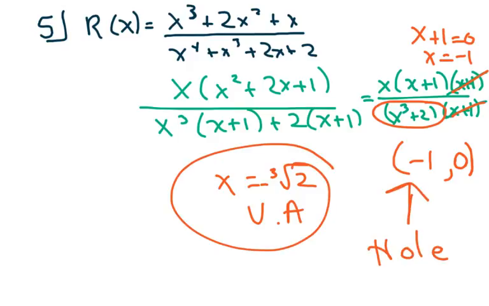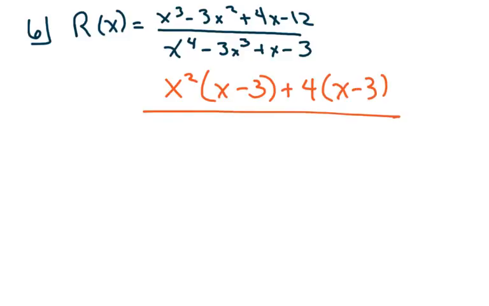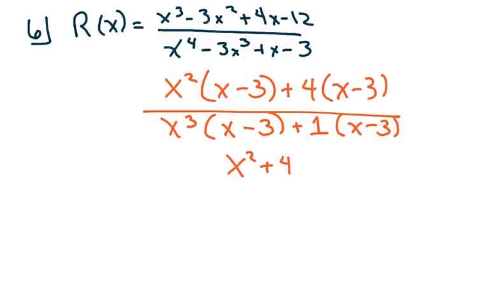And we have one more. Factor by grouping. I factor out x squared, and you're going to get x minus 3. Factor out a 4, you get x minus 3. Denominator, we're going to factor out x cubed. We're going to get an x minus 3 again. Plus, I'm going to put a 1 here, x minus 3, because that's 1 times that. Group everything together.